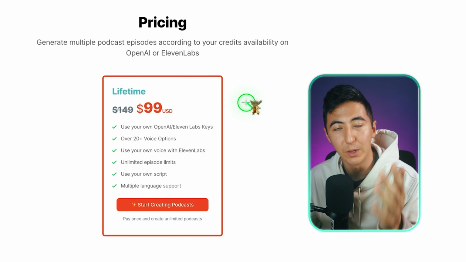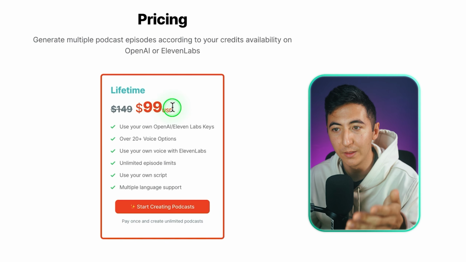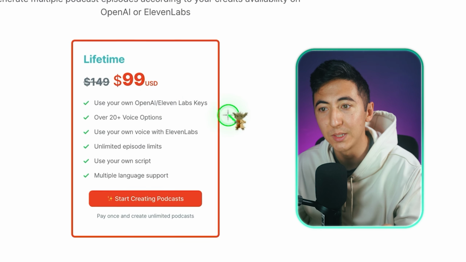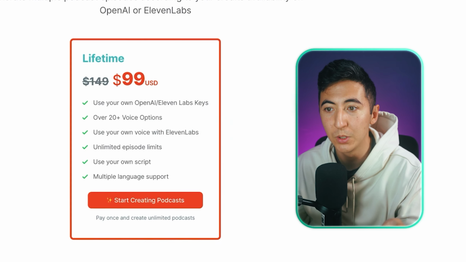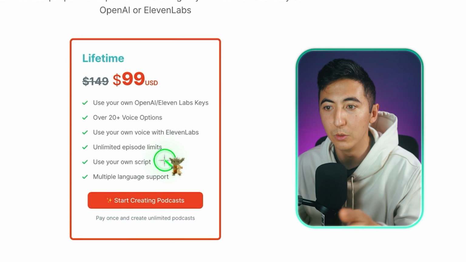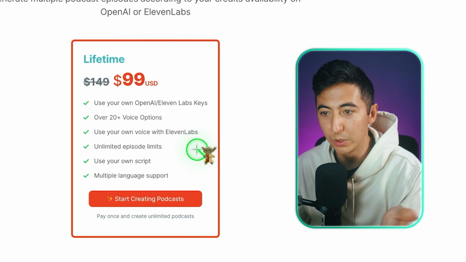All right, so that's the world's shortest podcast. So pricing on this tool is directly from the website. They've got a lifetime deal, $99. So you can use your own OpenAI and 11 Labs key. There's over 20 plus voice options. Use your own voice within 11 Labs. You get unlimited episode limits, use your own script, and multiple language support.